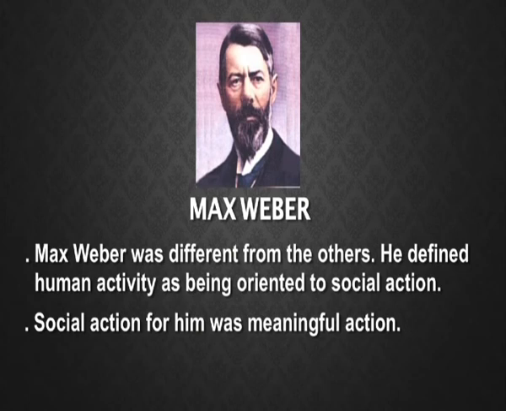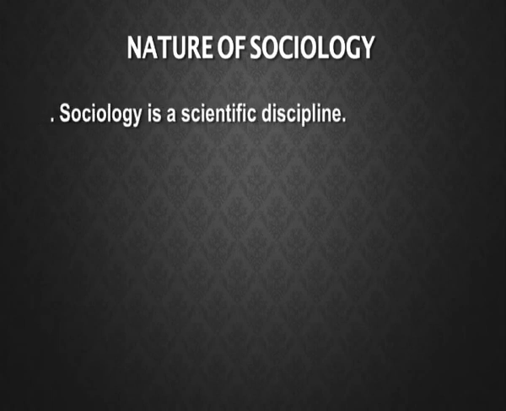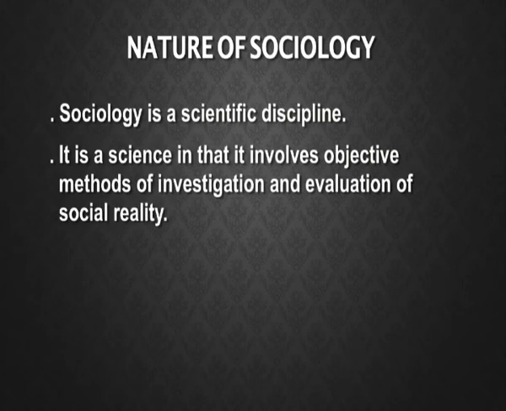And we will do more of this when you do the chapter on the emergence and the development of sociology. Now, that means what you are saying here is that as far as the nature of sociology is concerned, it is a scientific discipline. That means it is something which is beyond our value judgments. It is something which involves an objective method of investigation. It is something which involves evaluation of social reality.